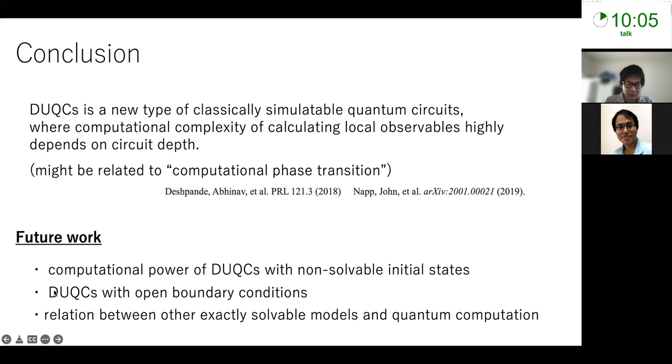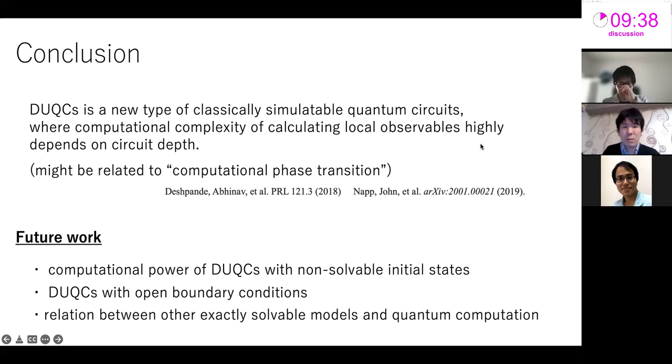And it's also natural to ask whether we can generalize our result to dual unitary quantum circuit with open boundary conditions. And what's interesting for me is the relationship between other exactly solvable models and quantum computation. This is the end of my talk. Thank you for listening.